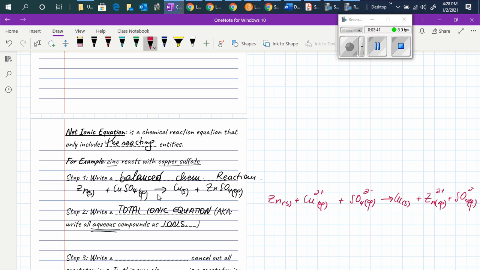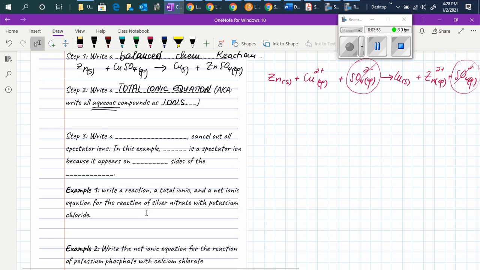So now, as you see here, sulfate is on both sides of the equation of the reaction. So that means that we can cancel it out. And now, when we have the net ionic reaction, or equation, it is the same thing, we will cancel out those that are spectator ions. So the ions that are on both sides of the equation. In this example, SO4 2 minus in aqueous solution is a spectator ion because it appears on both sides of the equation.